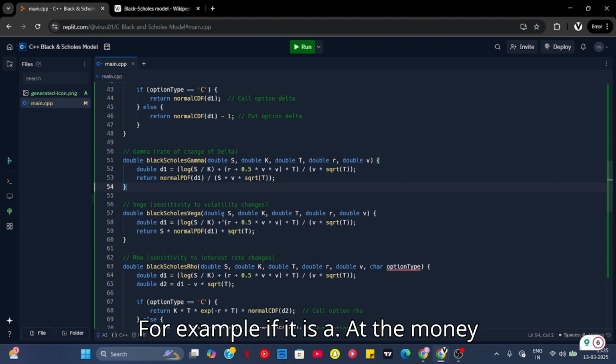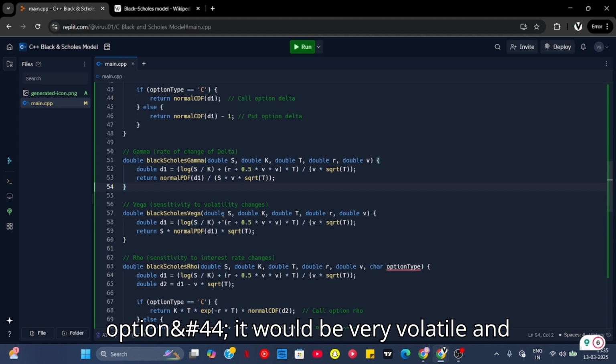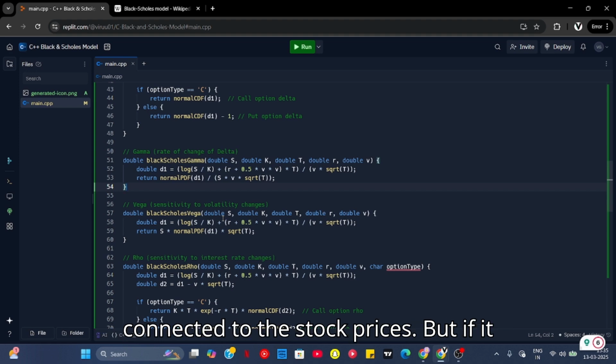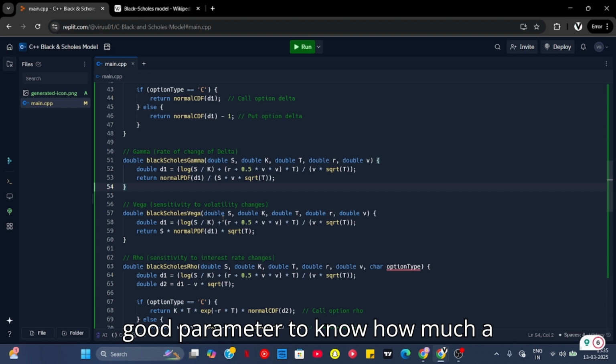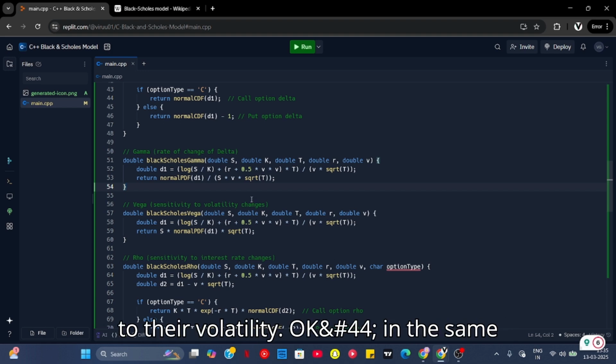For example, if it is an at the money option, it would be very volatile and connected to the stock prices. But if it is an out of the money contract, it would not change that much in comparison to its stock. So it's a good parameter to know how much an option would change in comparison to volatility.